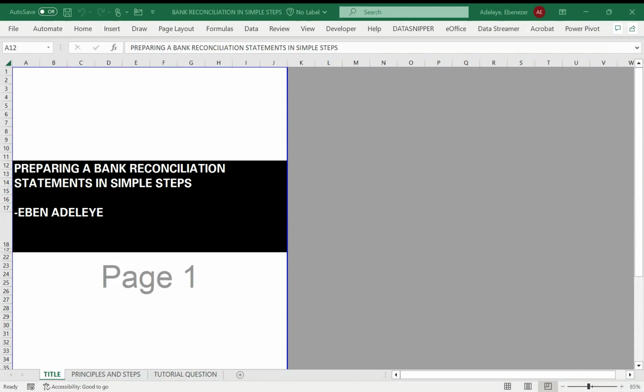You all agree with me that the major source documents where we can find information regarding our cash are our cash ledger and our bank statement. So there are two major source documents where we can find information about our cash. Those two source documents are the cash ledger, which is the document being kept by the company itself, and the bank statement. The bank statement is meant to be a mirror of what we have in our cash ledger.